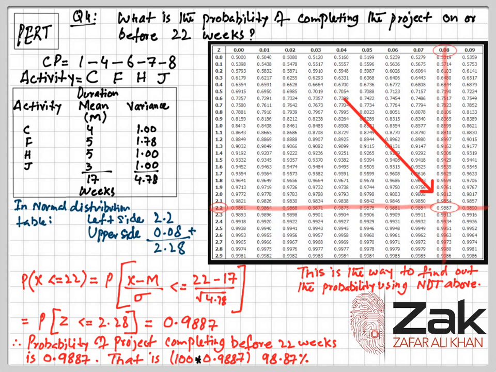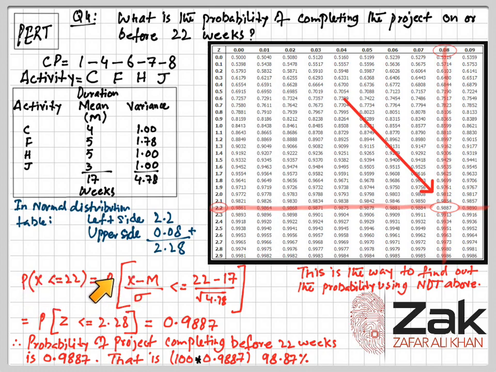Let me revise this question fast. The question says: what is the probability of completing the project on or before 22 weeks? For that we should have three things: the critical path, all the activities on that critical path, and their durations and variances. Afterwards we add all the durations, the mean times of the activities on the critical path, as well as the variances. We call the sum of the durations m, along with the variance. Then we have to find the probability that x is less than or equal to 22. So let's take x as 22.